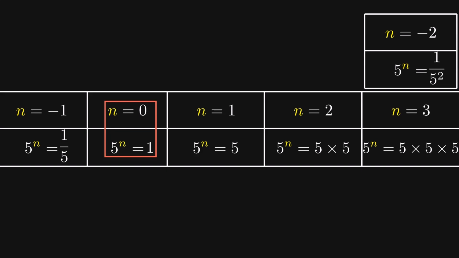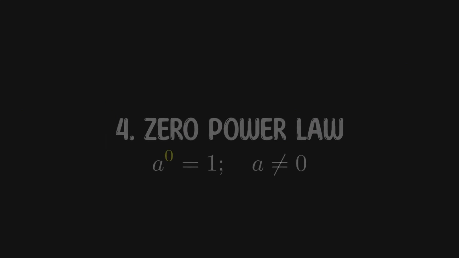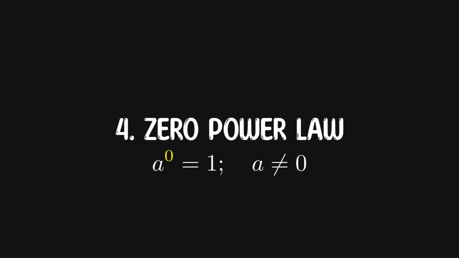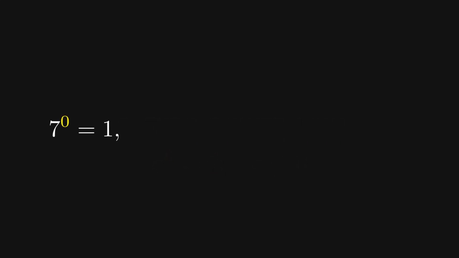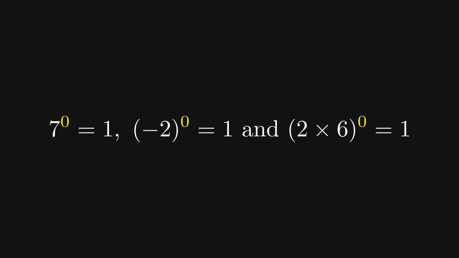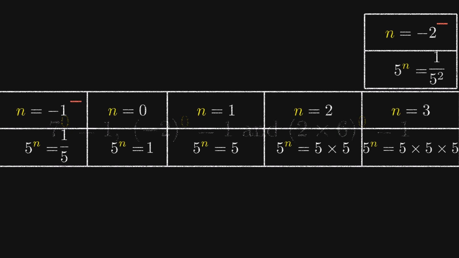Here, we found out that 5 raised to the power of 0 is equal to 1. This leads us to an important law of indices called the zero power law. This law states that any number, as long as it is not 0, raised to the power of 0 is always equal to 1. For example, 7 to the power of 0 is equal to 1, -2 raised to the power of 0 is equal to 1, and 2 multiplied by 6 all raised to the power of 0 is equal to 1.